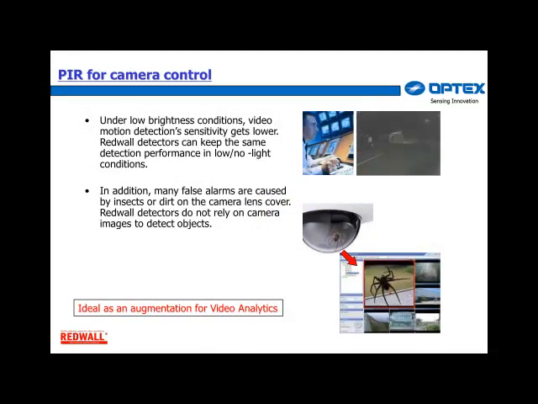Under low brightness conditions, video motion detection sensitivity gets lower. Redwall detectors can keep the same detection performance in low or no light conditions. In addition, many false alarms are caused by insects or dirt on the camera lens. Redwall detectors do not rely on camera images to detect objects.